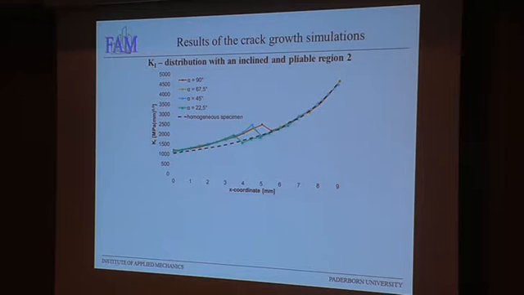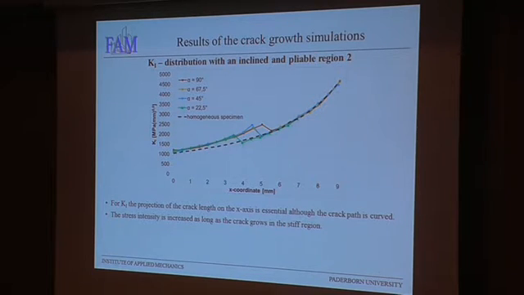Here you see the K1 distribution for a pliable second region. Again, in black, the reference curve for the homogeneous specimen. And again, for K1, the projection of the crack length on the x-axis is essential. As you can see, when the crack grows in the second region, all the curves fall together. Also in this case, the cracks are not on the same path, only the x-axis is the same.